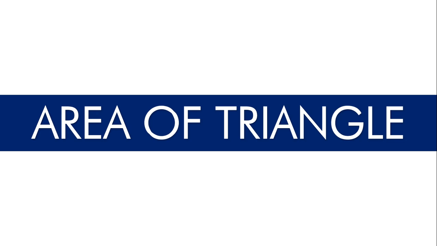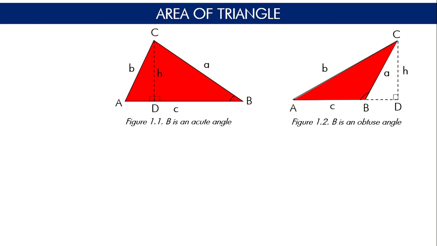Okay, for the last topic, the area of a triangle. Here we'll try to solve for the area of a triangle in terms of trigonometric ratios, specifically the sine. Let's use the figures that we used earlier in our oblique triangle. We identify that in figure 1.1, both A and B are acute angles, and in figure 1.2, the angle B is an obtuse angle.